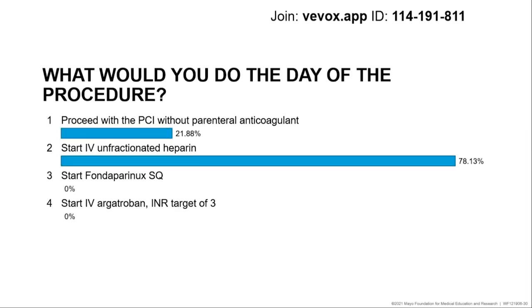And most of you choose to start IV unfractionated heparin, and that's my recommendation. I would not proceed without a parenteral anticoagulant because remember, we stopped the anticoagulant. The patient no longer has anticoagulant effect, so we will need to provide it parenterally. So start IV unfractionated heparin will be my choice.